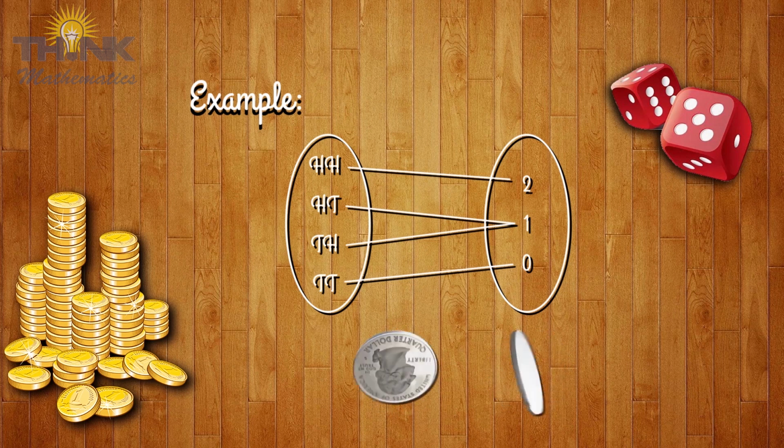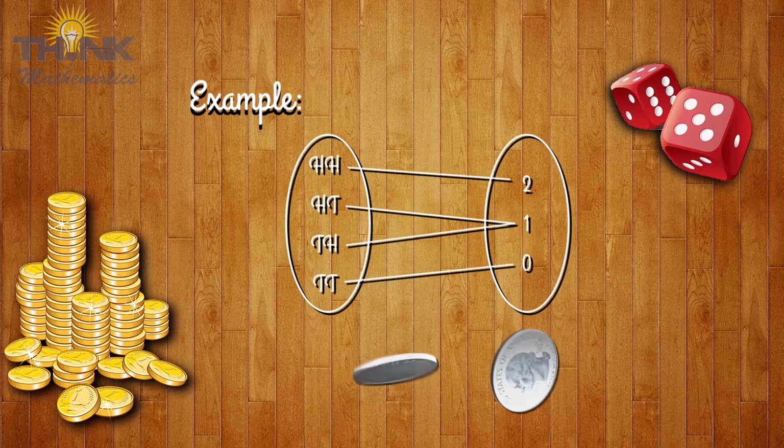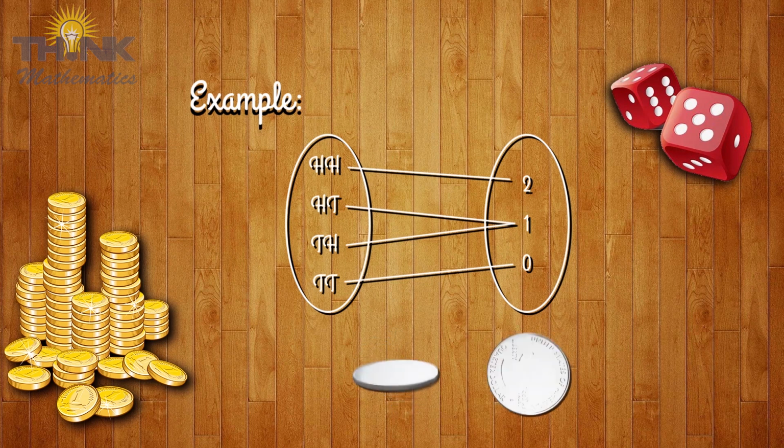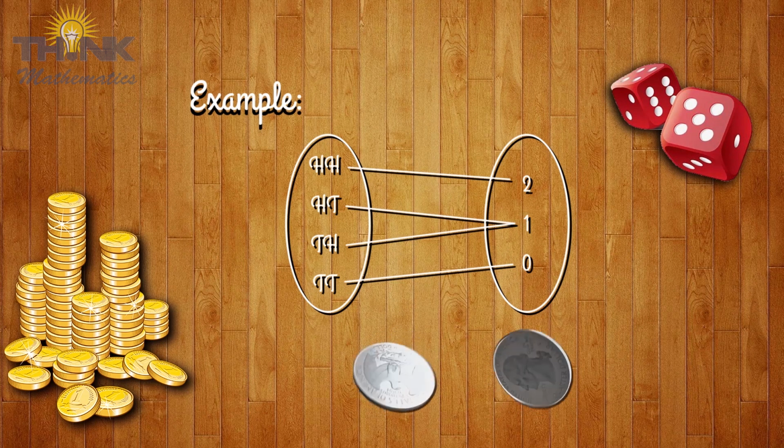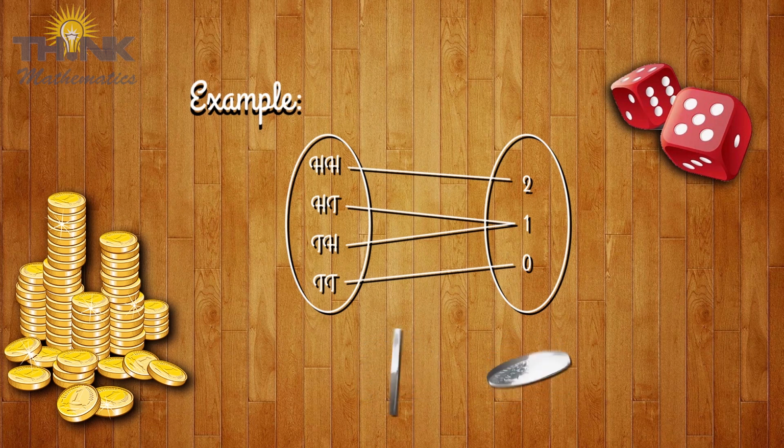In the first outcome head head, there are two heads, so it takes the value 2. That is, X assigns the number 2 for the first outcome head head. In the second and third outcomes only one head is there, so it takes the value 1, or it is mapped onto 1. And in the last outcome tail tail, there is no head, so it takes the value 0.